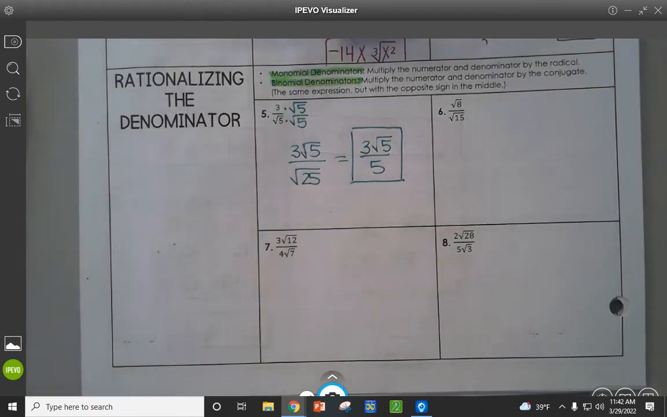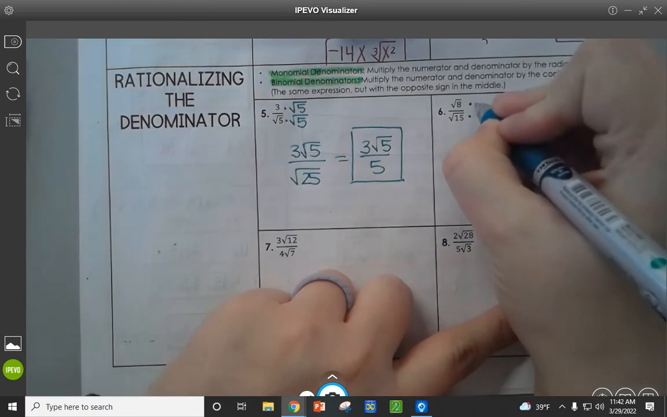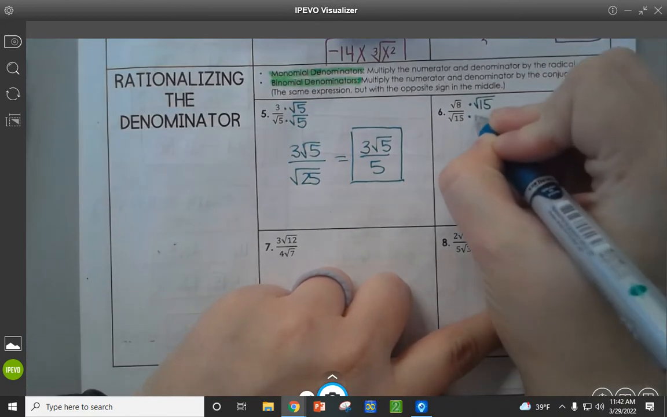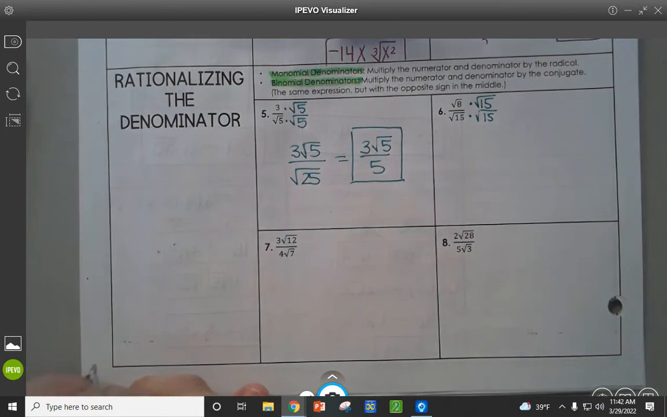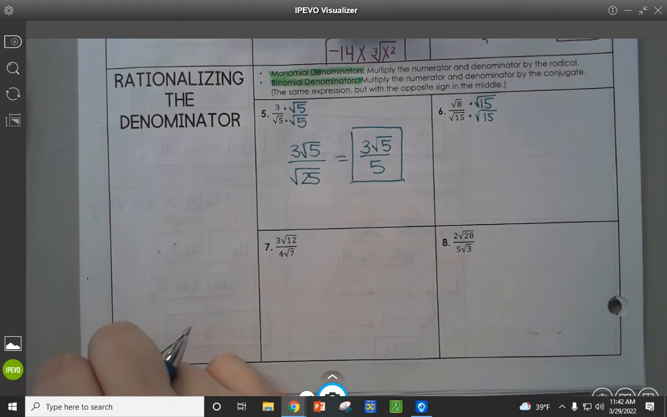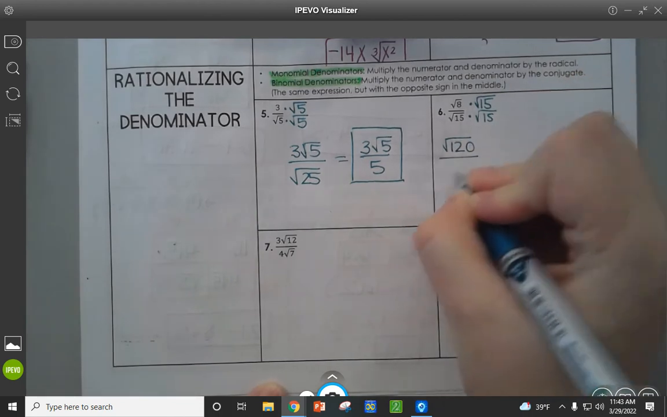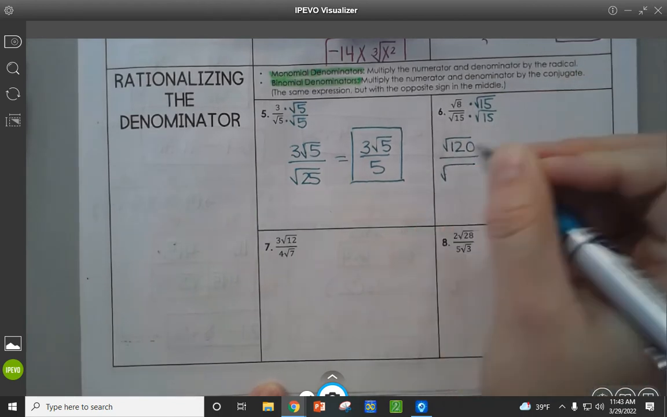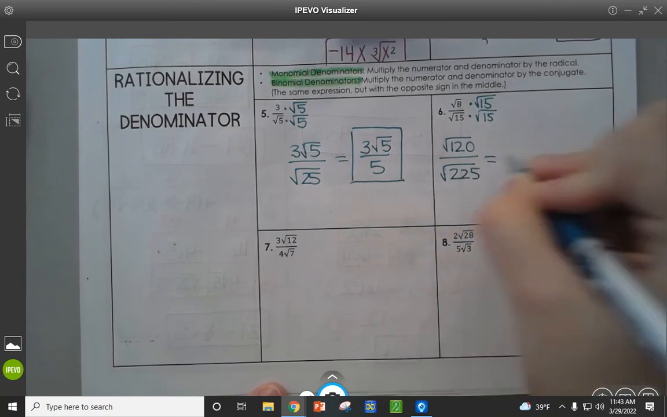Number 6, we got to multiply the top and the bottom by what? Square root of 15. What is the square root of 8 times the square root of 15? Square root of 120. And the square root of 15 times the square root of 15 is the square root of 225.